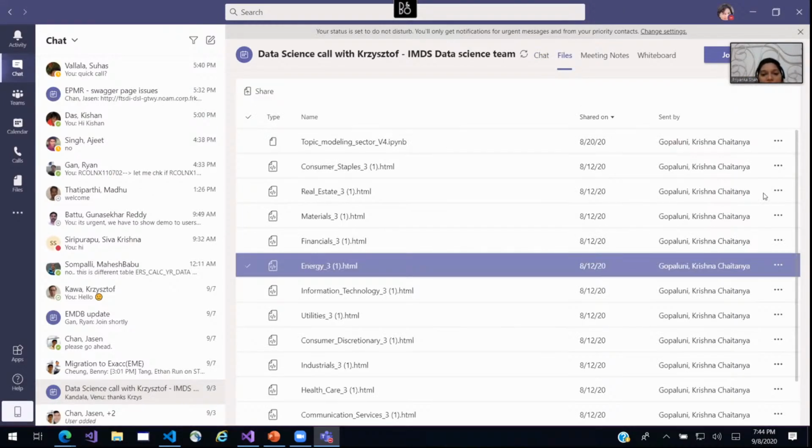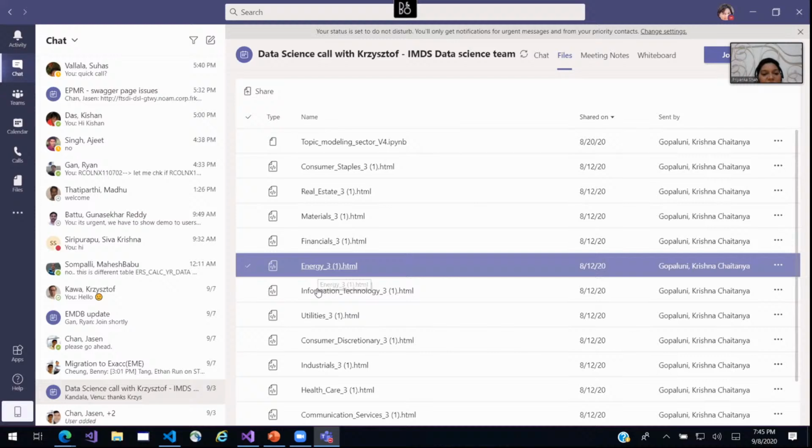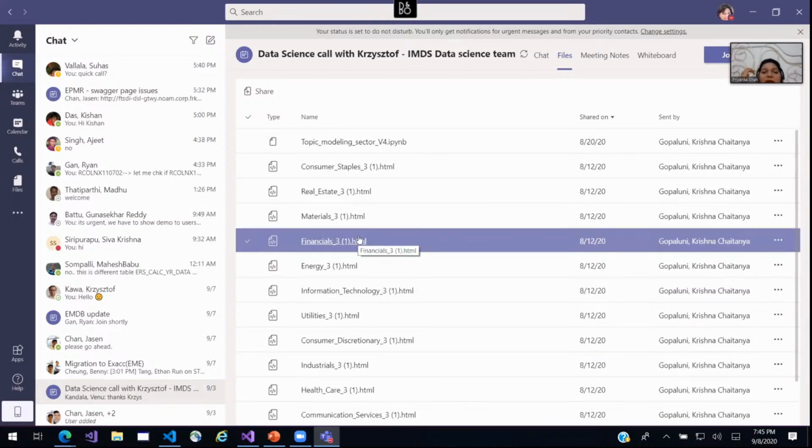So let us look at, for example, now as I was saying, all our call reports which the analysts write, they fall under 11 sectors. Okay, so these are real estate, materials, financials, energy, information technology, utilities, healthcare, communication services. So 11 sectors. So inside each of the 11 sectors we have maybe around 15,000 to 20,000 documents per sector, and then we run the LDA on each sector.